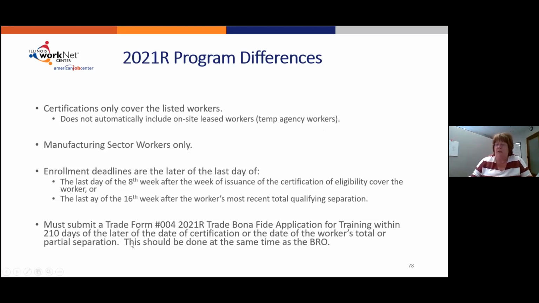They must submit a Trade Form 004. That's a 2021R Trade Bona Fide Application for Training. It must be signed and completed within 210 days of the later of the date of certification or the date of the worker's total or partial separation. Generally, we are saying this should be done at the same time as the BRO, so that you'll have both of those required documents at the same time. It's a good idea to get them both done.